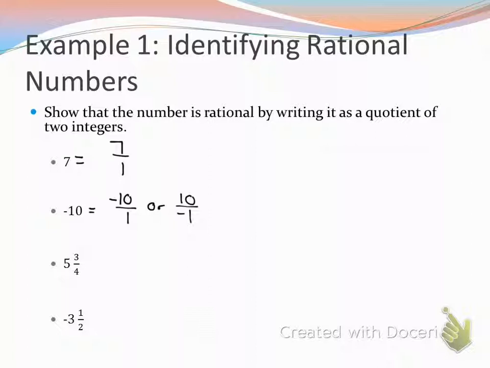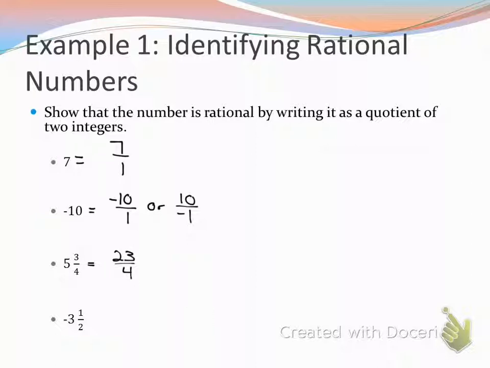All right, so in the next one, I have a mixed number. Anytime I have a mixed number, I need to write it as an improper fraction. If I'm trying to show it as a quotient of two integers, well, if I leave it as a mixed number, that's 3 integers. So I need to change it to an improper fraction. What is 5 3/4 as an improper fraction? It's going to be 23 over 4, and that's going to be my answer.